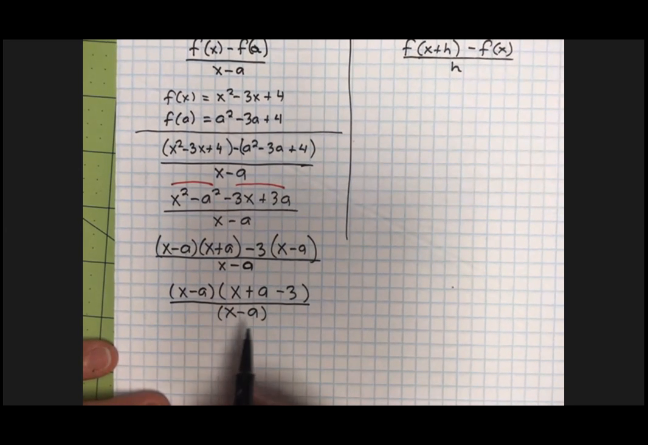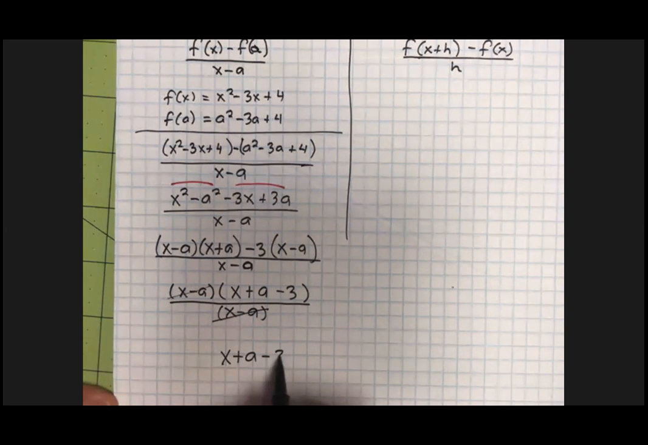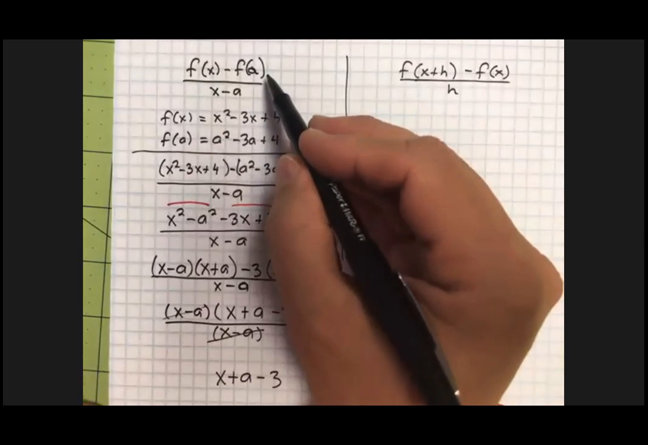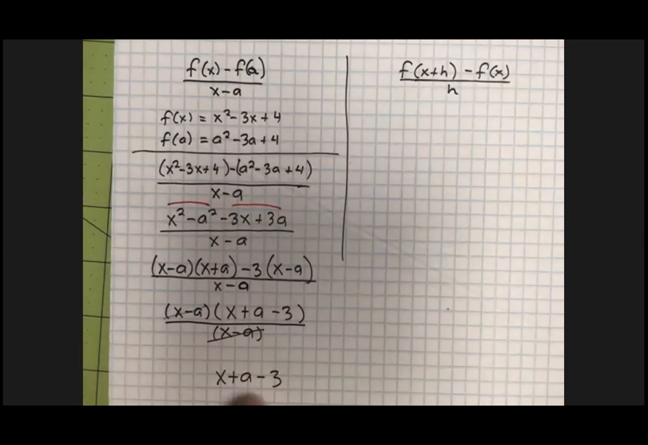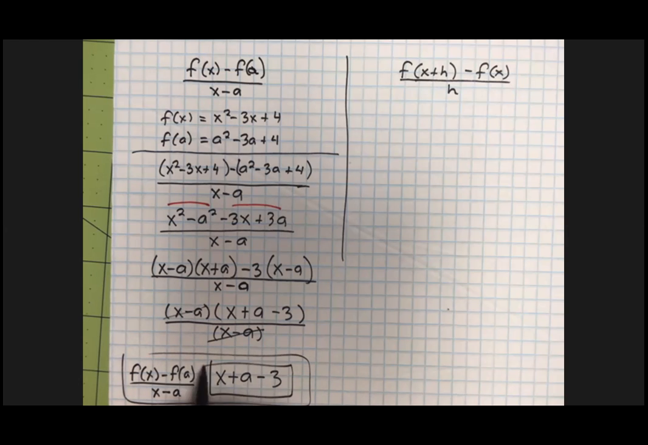And it was. Now I get to cancel these two x minus a's. So the answer is, they said, what happens when you do this? The answer is, I get f of x minus f of a over x minus a turns out to be x plus a minus 3.